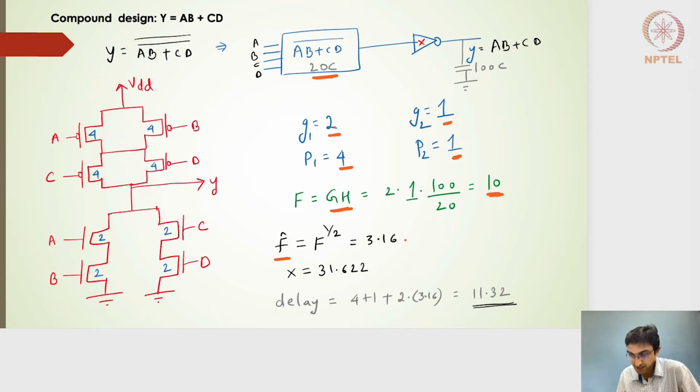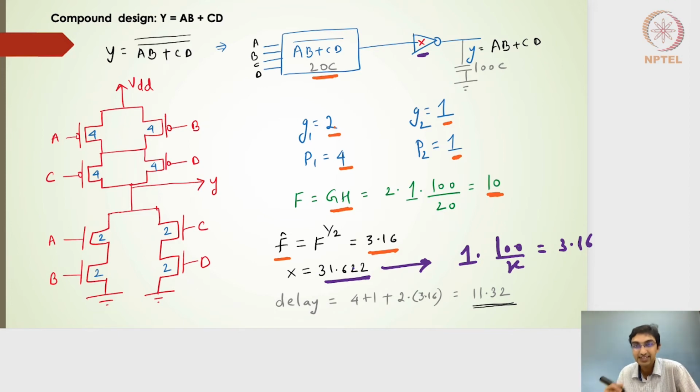Right? So the square root of 10 turns out to be 3.16. And if I put 3.16, I can find out what should be this particular gate size. All right. So this particular X value turned out to be 31.622, which is coming from g_i into h_i for that particular inverter, which will be nothing but 1 and then 100 by X will be my 3.16. Right. So I can easily find out what is X. X turns out to be 31.622. That is the size of this particular inverter, giving me the best delay.